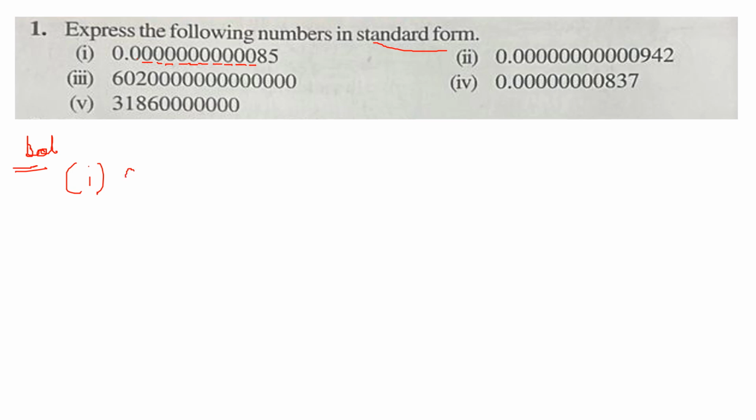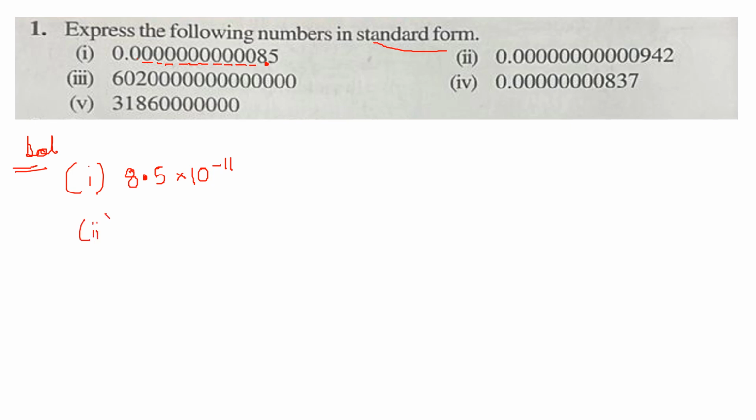The scientific form will have only one whole number digit, so it is 8.5 times 10 to the power. Till these zeros we have 11 zeros, but we have kept the decimal point here, right? So we have moved totally 11 places. So you will write 10 to the power minus 11. This is the answer for the first question.